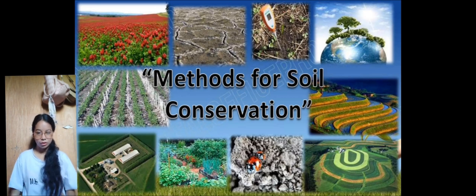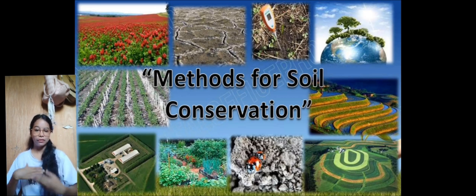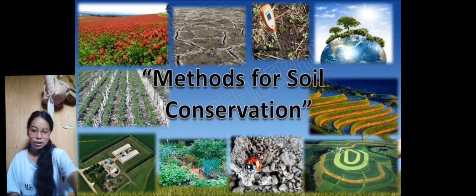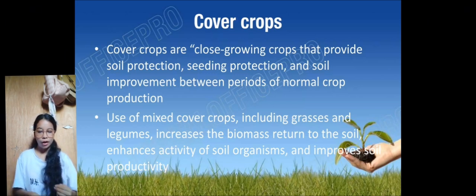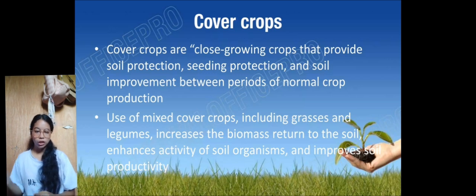So importante siya. So, methods for soil conservation. There are different methods para mabalik or makonserve naton ang mga na-weak na mga yuta. So first, cover crops. Cover crops are close-growing crops that provide soil protection, seeding protection, and soil improvement between periods of normal crop production. Use of mixed cover crop, including grasses and legumes, increases the biomass return to the soil, enhances activity of soil organisms, and improves soil productivity.